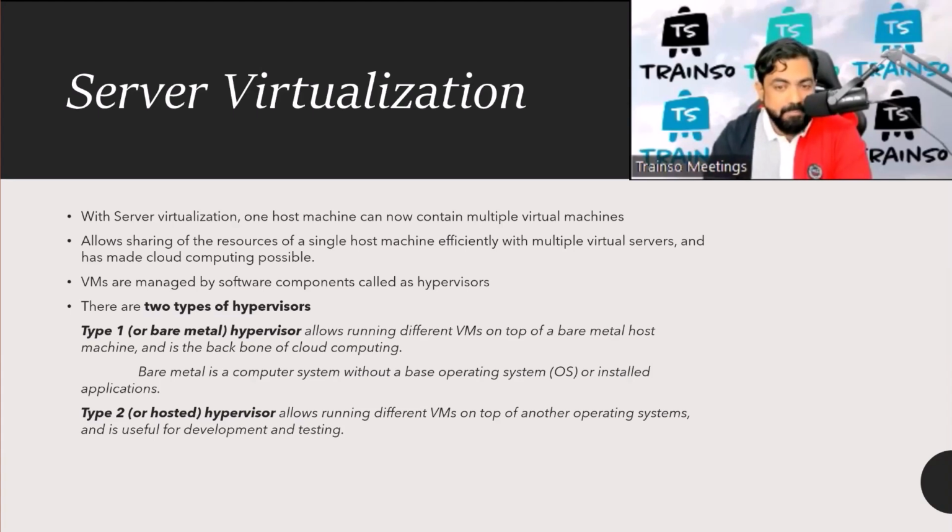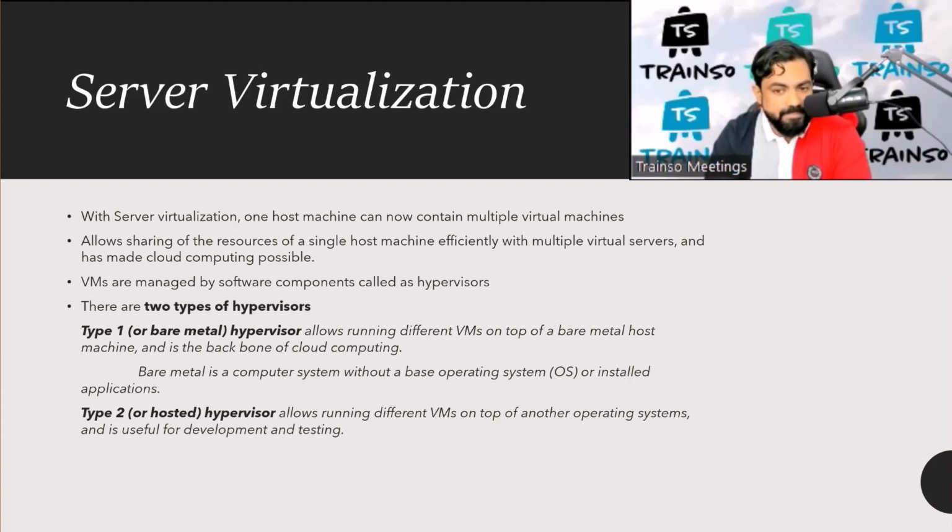VMs are managed by software components called hypervisors. There are two kinds of hypervisors. A Type 1 or bare metal hypervisor allows running different VMs on top of a bare metal host machine. What do you mean by a bare metal host machine? A bare metal host machine means your computer without any operating system or other software. On your computer, you will have a Type 1 hypervisor managing some number of virtual machines directly. These virtual machines will have their own operating systems inside them.